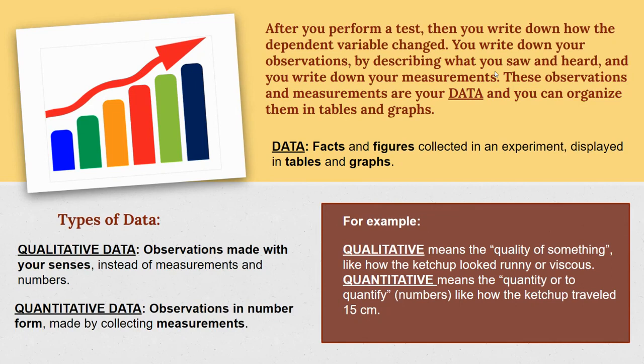For example, qualitative means the quality of something, like how the ketchup looked runny or viscous. Quantitative means the quantity, or to quantify with numbers, like how the ketchup traveled 15 centimeters. A lot of students are getting those two confused. Qualitative means the quality of something, or characteristics, using your senses without having to measure anything, whereas quantitative is mathematical in some way: either you're counting or you're measuring. There are numbers involved.